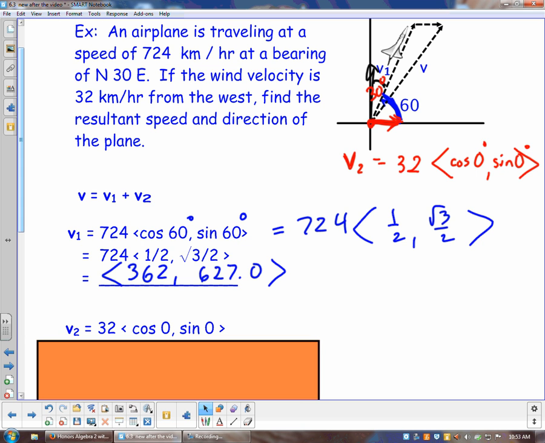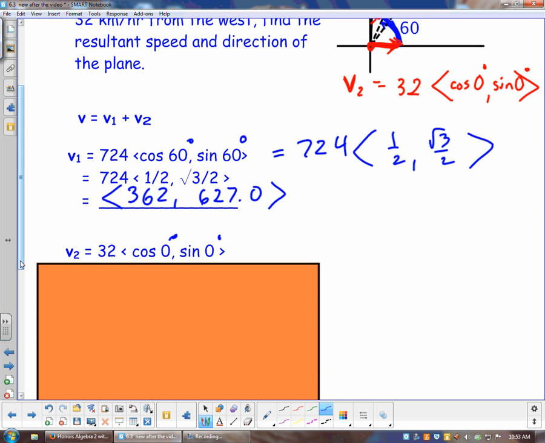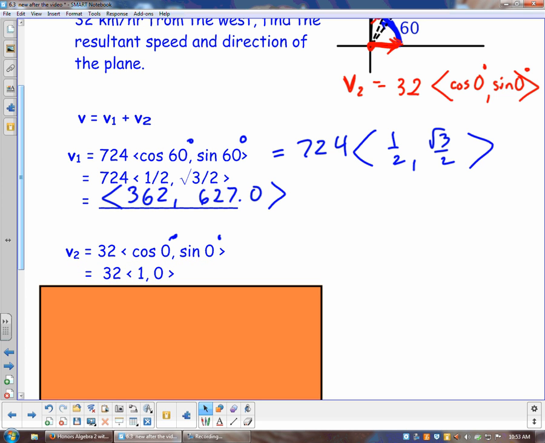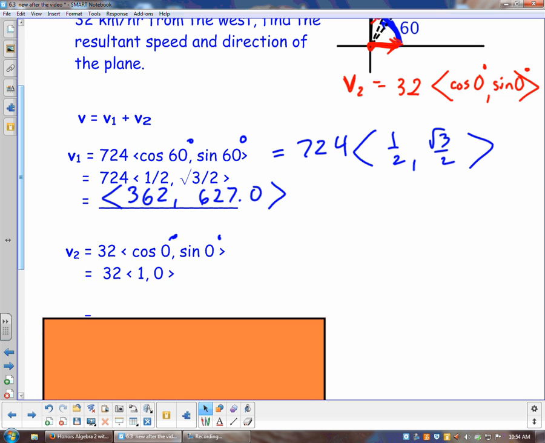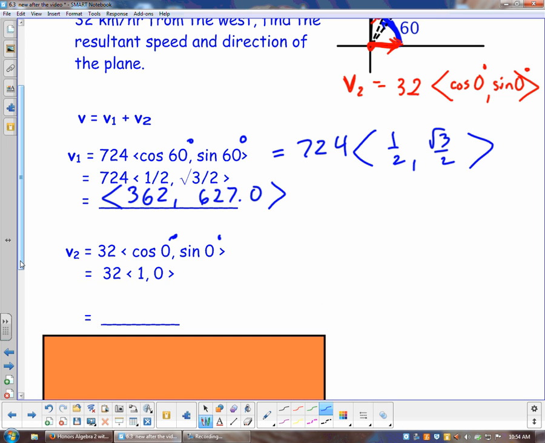So it's going to be 32 times cosine of 0 degrees, sine of 0 degrees. And so when we work that out, what is the cosine of 0? Cosine of 0 is 1, and the sine of 0 is 0. So I've got 32 times 1 comma 0, the vector in component form. What's the x value? So I just get this equaling 32 comma 0. Then we add those together.